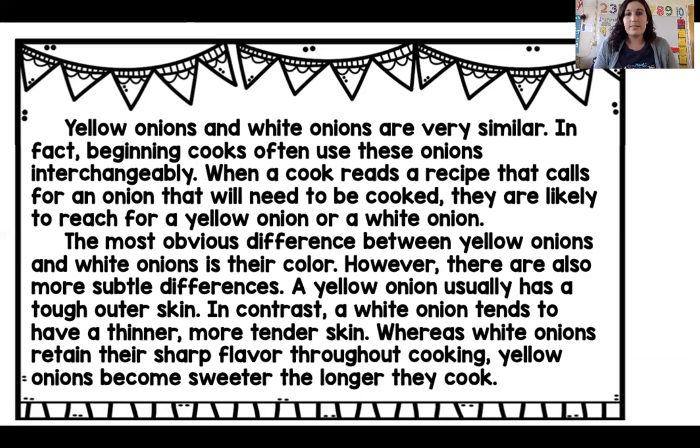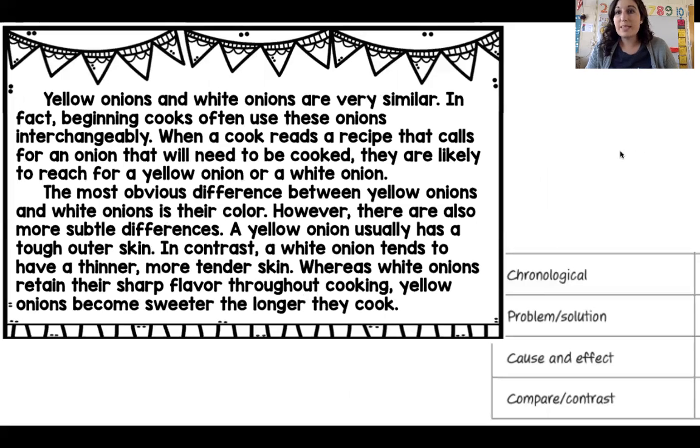The most obvious difference between yellow onions and white onions is their color. However, there are also more subtle differences. A yellow onion usually has a tough outer skin. In contrast, a white onion tends to have a thinner, more tender skin. Whereas white onions retain their sharp flavor throughout cooking, yellow onions become sweeter the longer they cook.